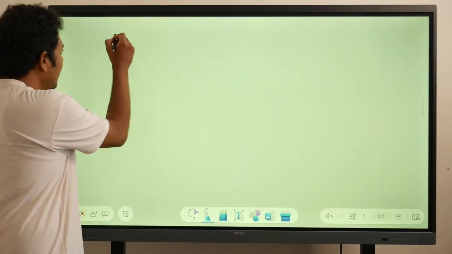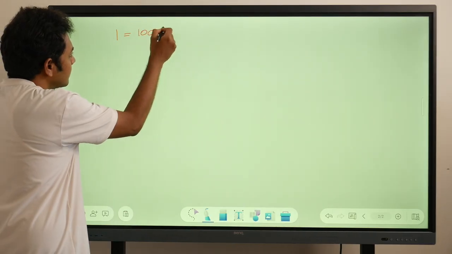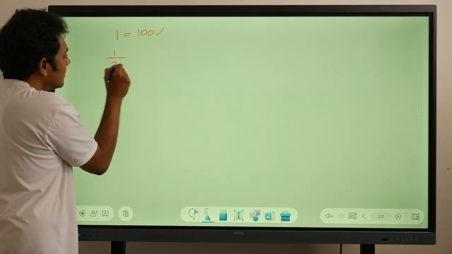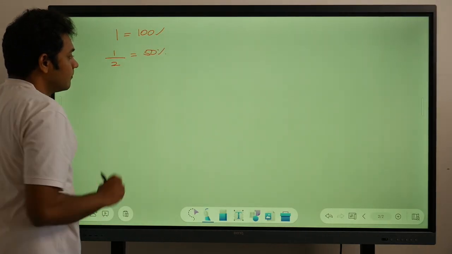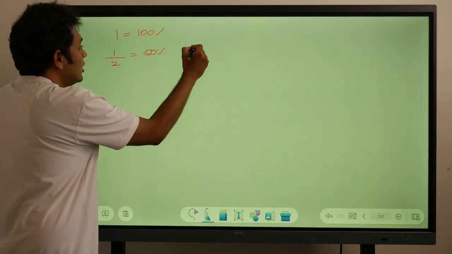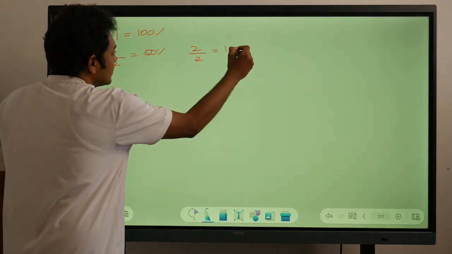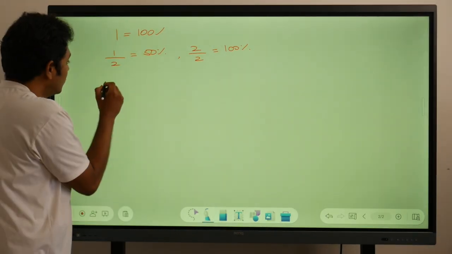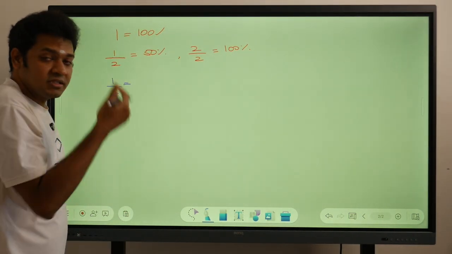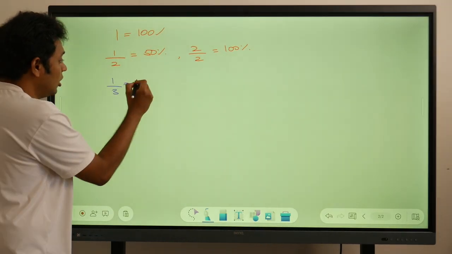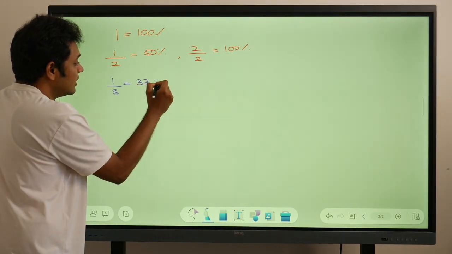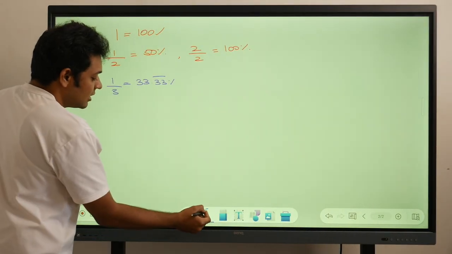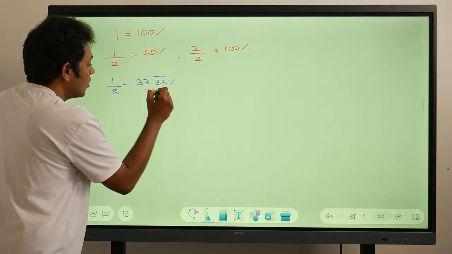Let's start with the base. So 1 is always 100%. 1 is 100%. So 1 by 2 will be 50%. If 1 by 2 is 50%, what is 2 by 2? 100%. Right? Now, from here, next 1 by 3. What is 1 by 3? Which is 100 divided by 3, 33 1 by 3. Or I can write it as 33.33%. It goes on, 33 goes on. Or in mixed fraction, it is nothing but 33 1 by 3%.